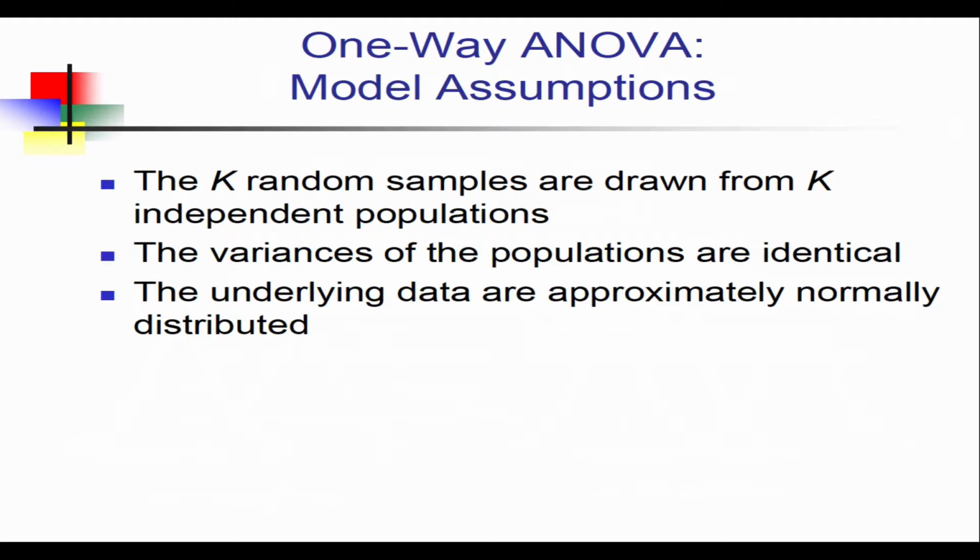So here are the assumptions for the ANOVA test. Those k random samples, k group random samples, should be drawn from k independent populations. Those k groups should be independent. And the variances of the populations are identical. That means we assume the variance from each group is the same, the sample variance or population variance for each group. This is the underlying assumption for the ANOVA test. And the underlying data are approximately normally distributed.